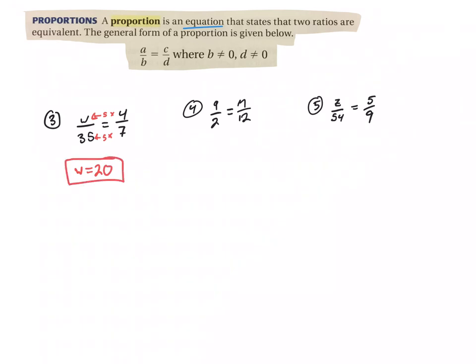Something similar here. 2 times 6 gives me 12, so that means I'm going to say 9 times 6 will give me what M is. So M is equal to 54. And then likewise, 9 times what gives me 54? Well, 9 times 6. So I need to do the same thing at the top here. 5 times 6. So that means Z is going to equal 30.